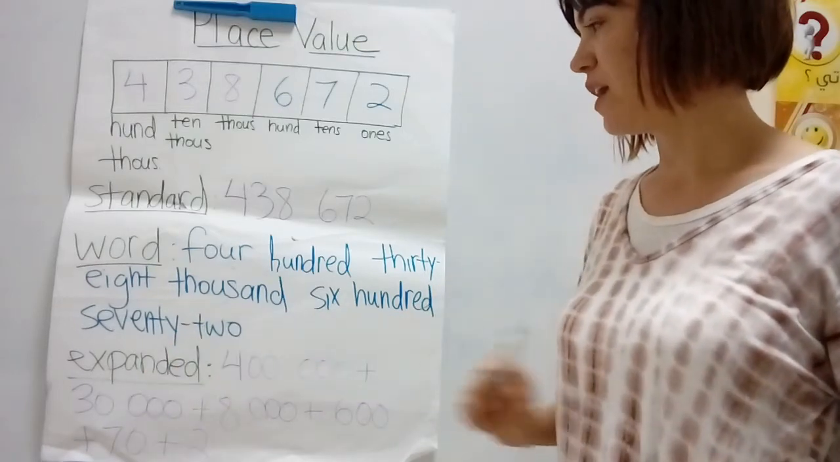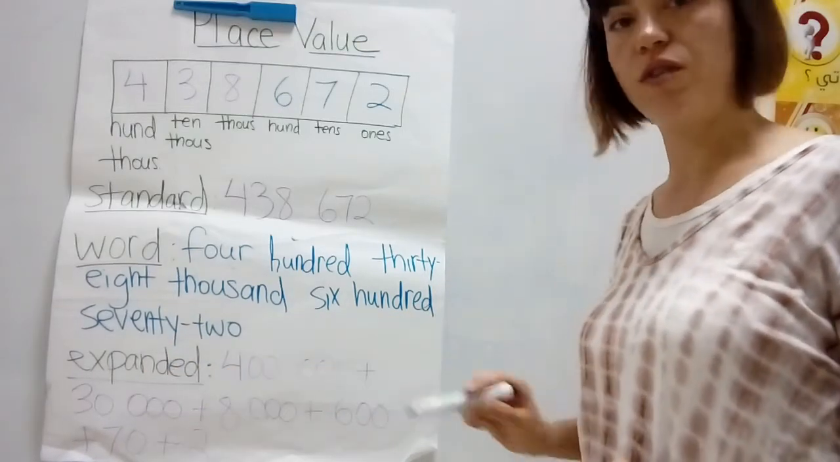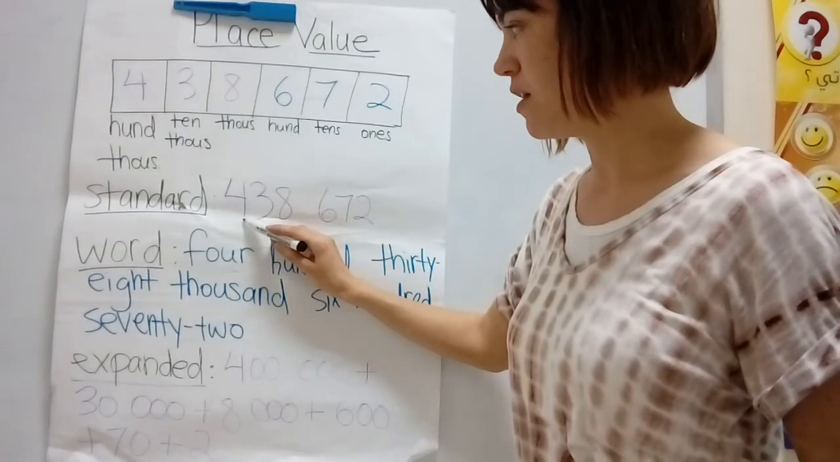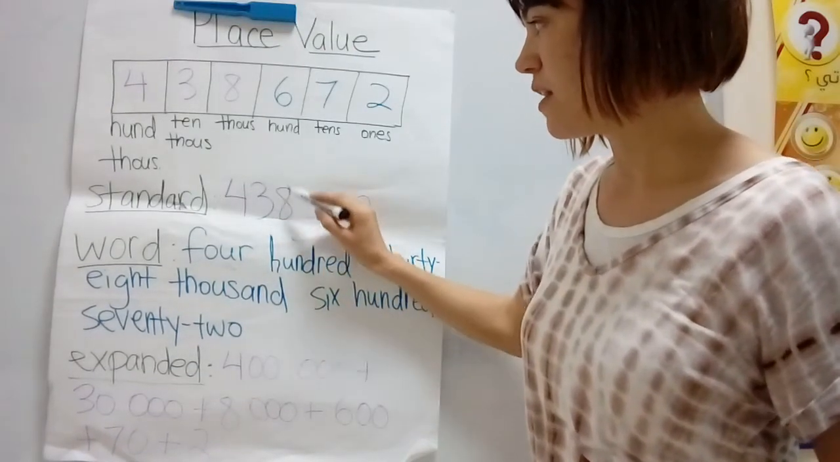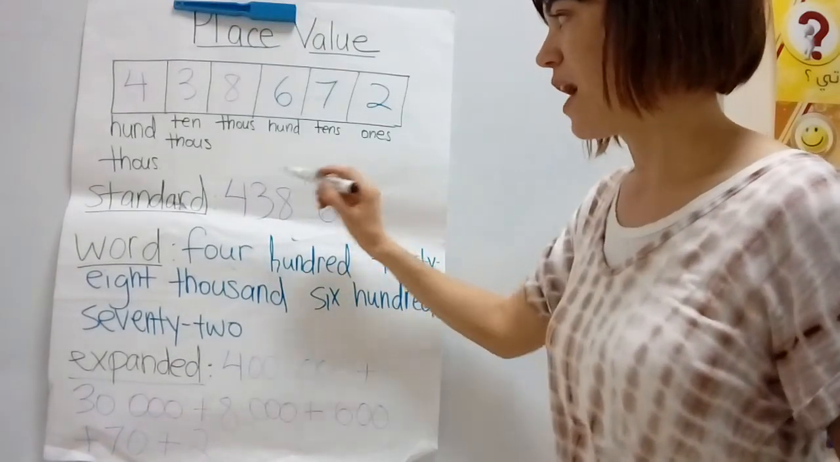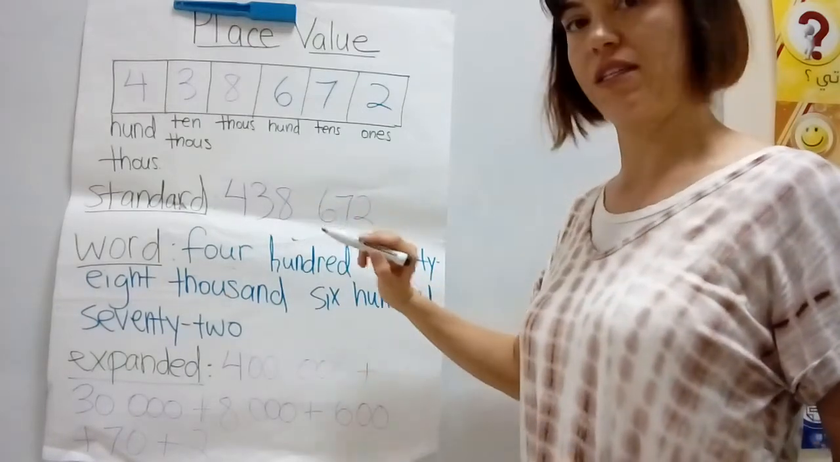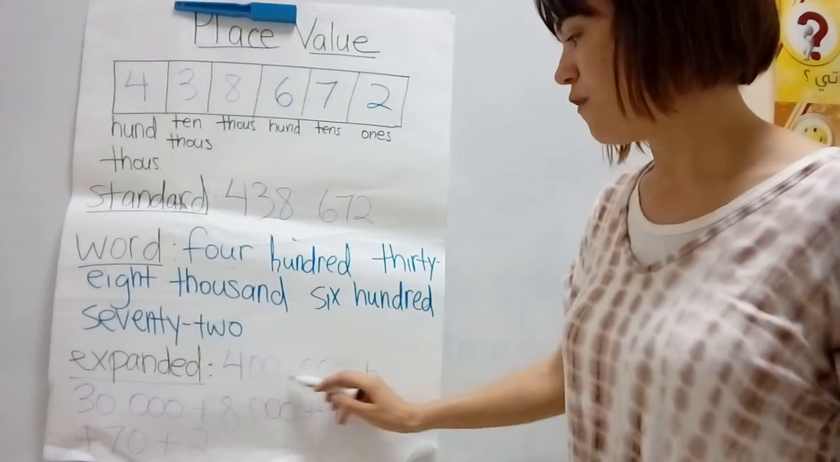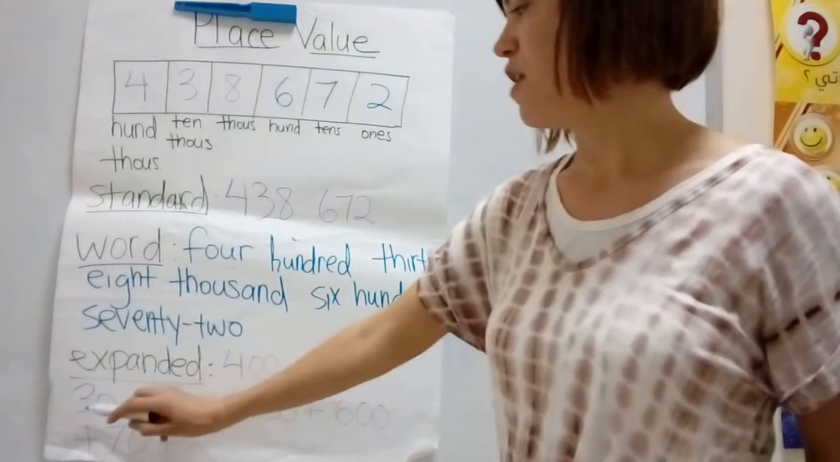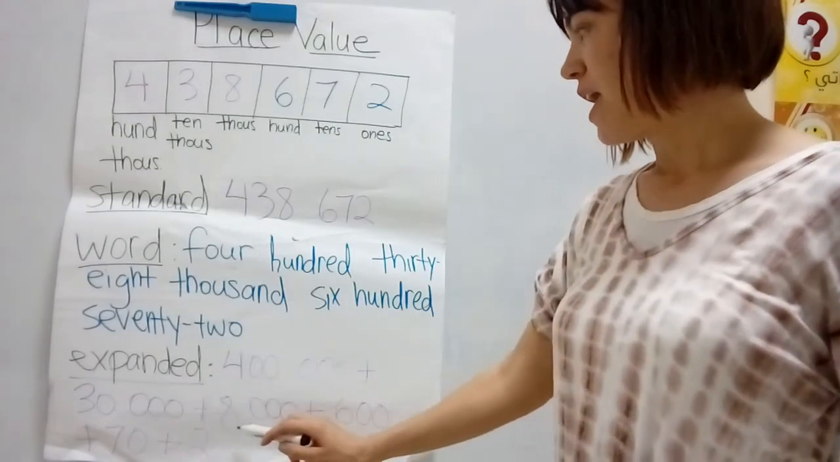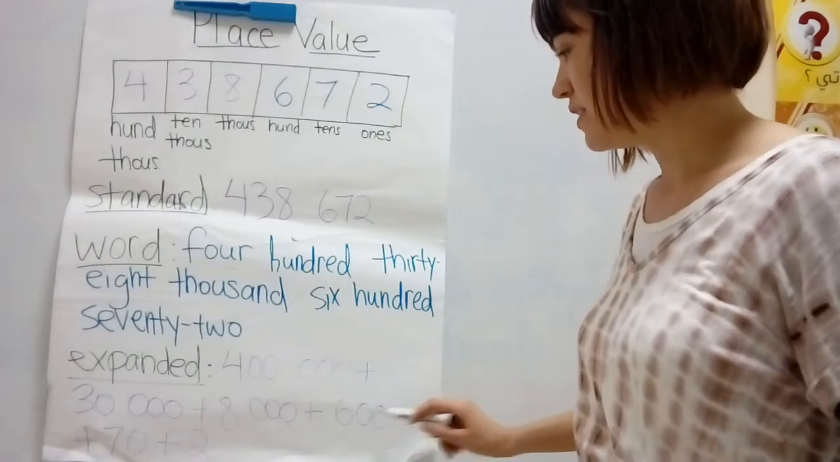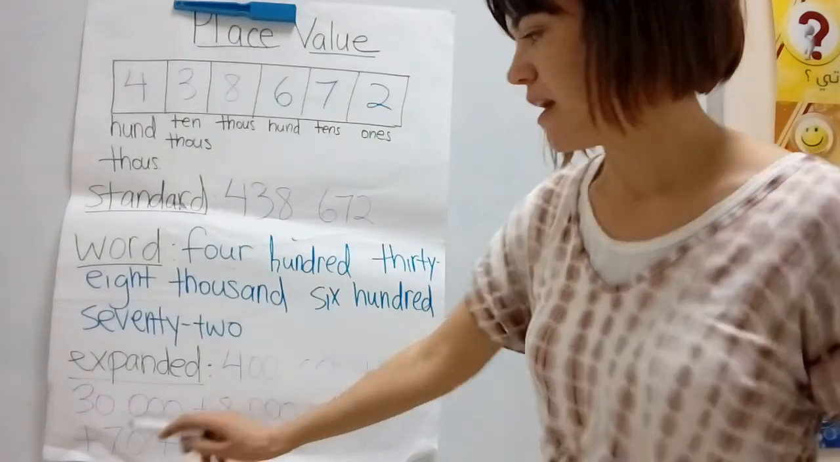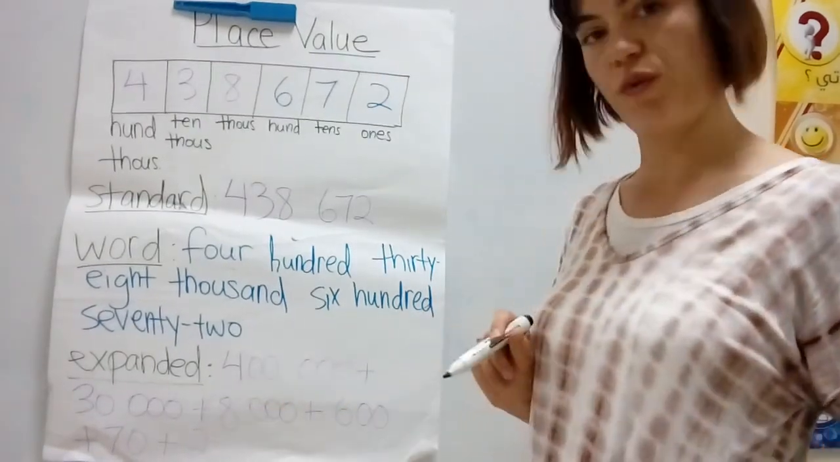438,672. In expanded form, what you do is you take the biggest number and then the rest of the numbers become 0. And then you plus it with the next biggest number and then the rest of the numbers become 0. So for example, 400,000 plus 30,000 plus 8,000 plus 600 plus 70 plus 2.